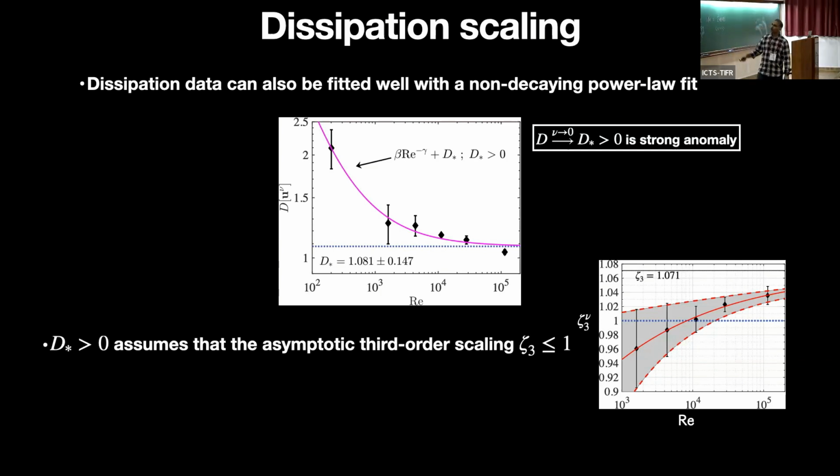But the problem I have with this is it contradicts the third order trend. One cannot have the same simulation telling you two different pieces of information from two different scale ranges. So the only problem with this is it contradicts the zeta 3 trend. And this is the traditional scaling, and this supports the argument that there is a strong anomaly.